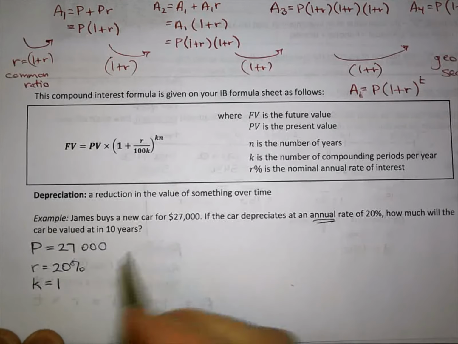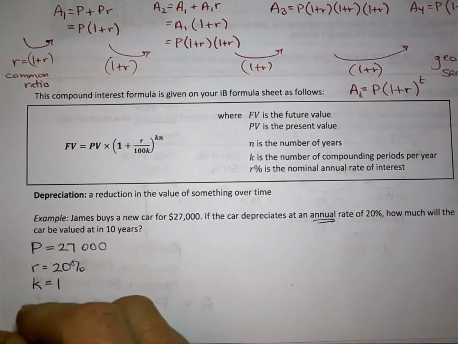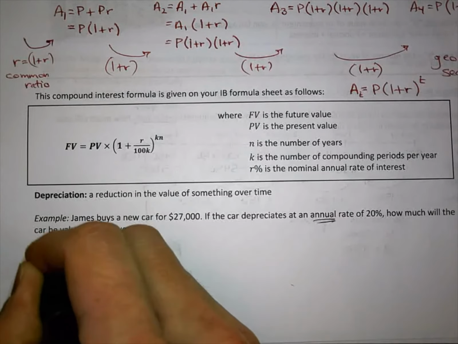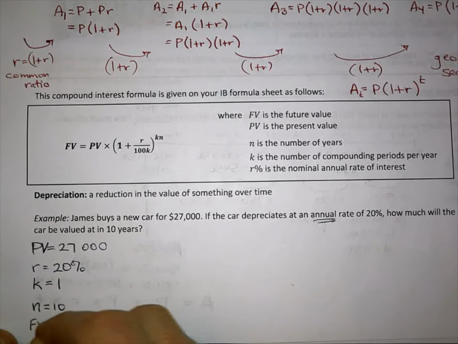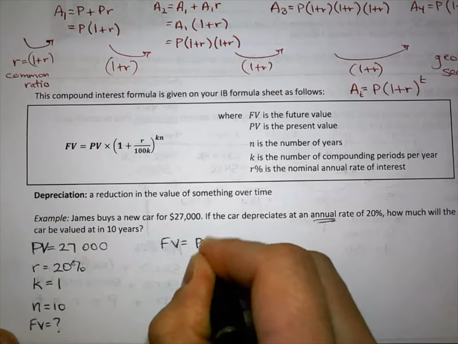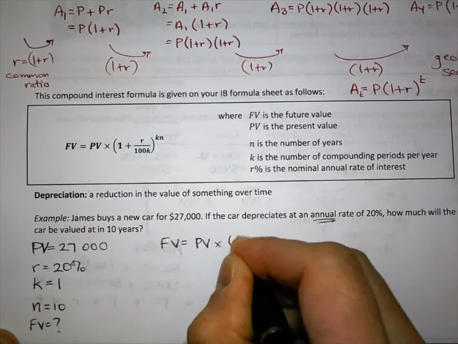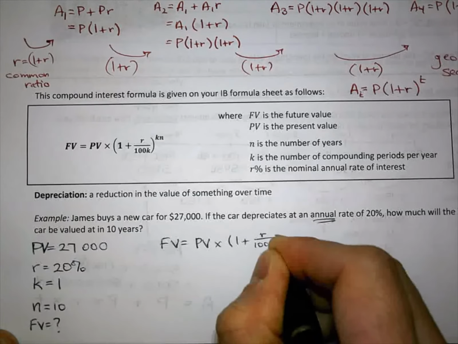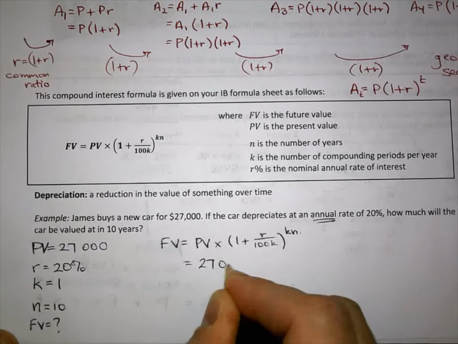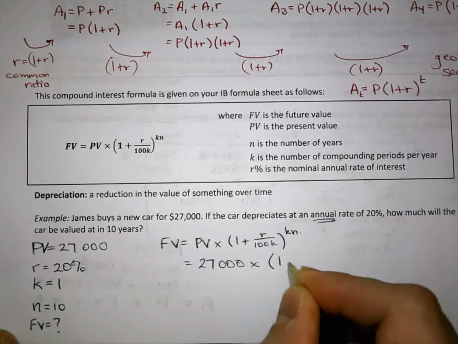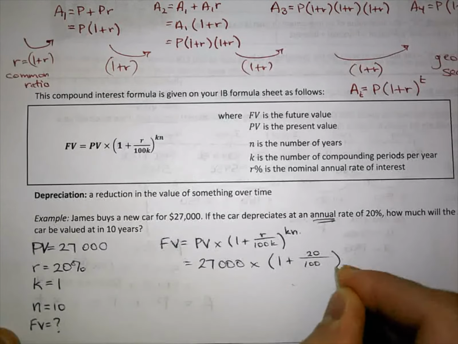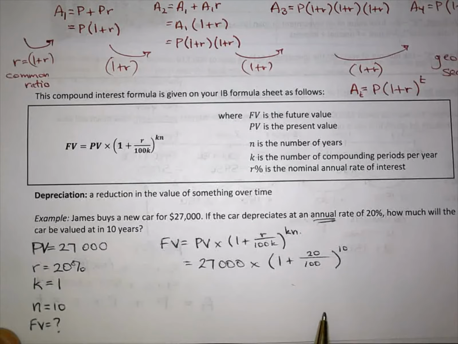So this is going to be easier. And how much will the car be valued at in 10 years? So n is equal to 10. So this is the present value, and we want to find the future value. How much will it be worth in the future? So I'm going to use this formula. Future value is equal to present value times 1 plus r divided by 100k to the power of kn. So let's sub our things in. We have 27,000 times 1 plus 20 divided by 100 to the power of 10.